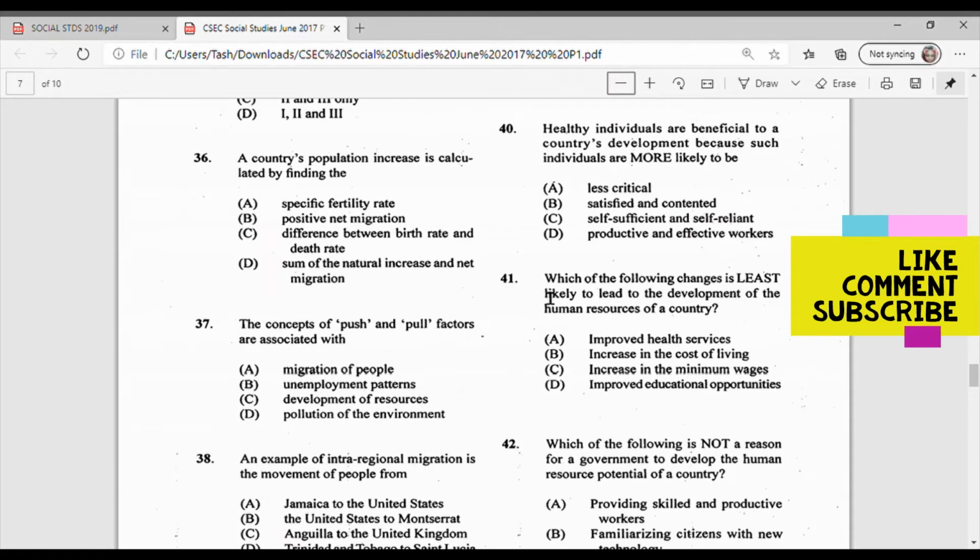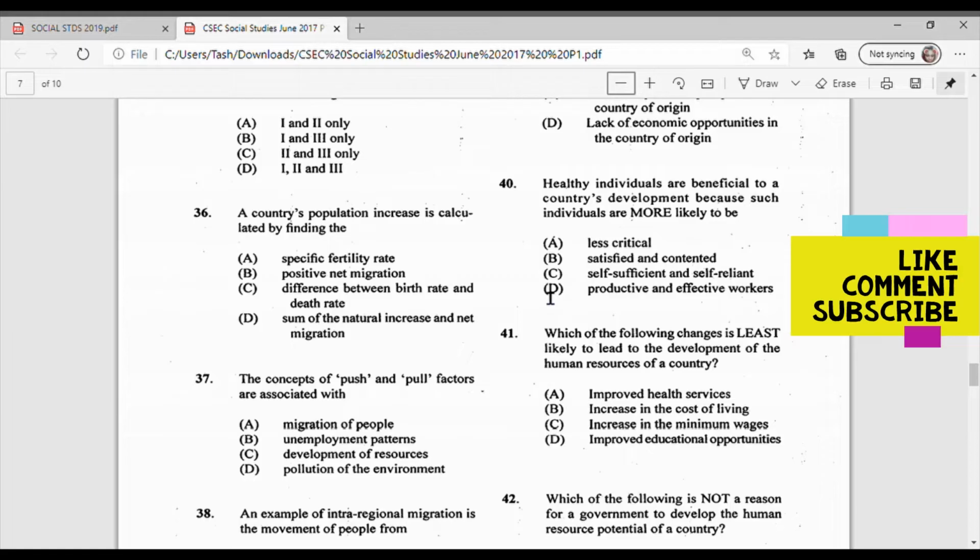Number 40, healthy individuals are beneficial to a country's development because such individuals are more likely to be less critical, satisfied and contented, self-sufficient and self-reliant, or productive and effective workers. So your answer for 40 would have been letter D. Healthy individuals would more likely be productive and effective workers.